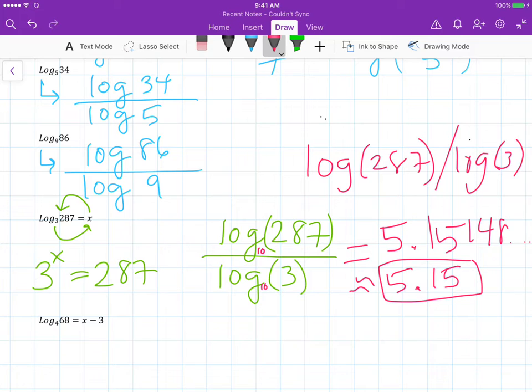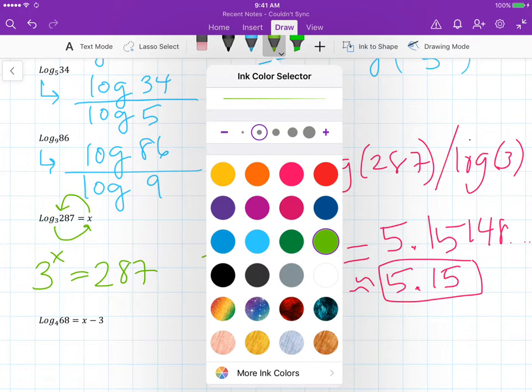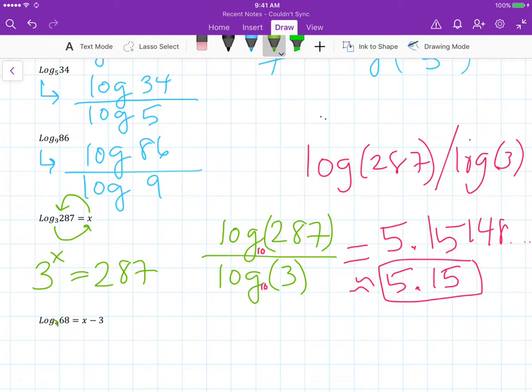Okay, let's do one more. The log base 4 of 68 equals x minus 3. Well, again, I could try to use my circular method and put this into exponential form, but now we're going to get even more tricky than we've ever dealt with before. This would be 4 to the x minus 3 equals 68. Now, I would still try to figure out what x minus 3 should be to get to 68, but that's a lot of guessing and checking for now.